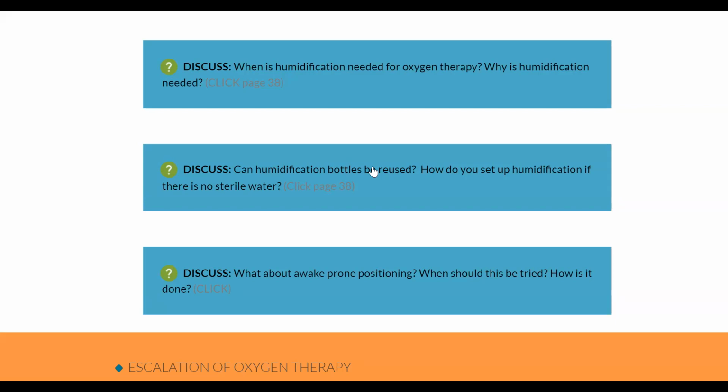So the second question is about humidification. Yes, we can sometimes consider reusing humidification bottles, but we need to be careful to minimize the risk of infection. Usually we don't need sterile water. You need just distilled water or boiled water, which is cold, as we have discussed before. Just be careful on how you do disinfection of these devices, and change water on a regular basis, usually every day. We have the details, and people can read more about that.